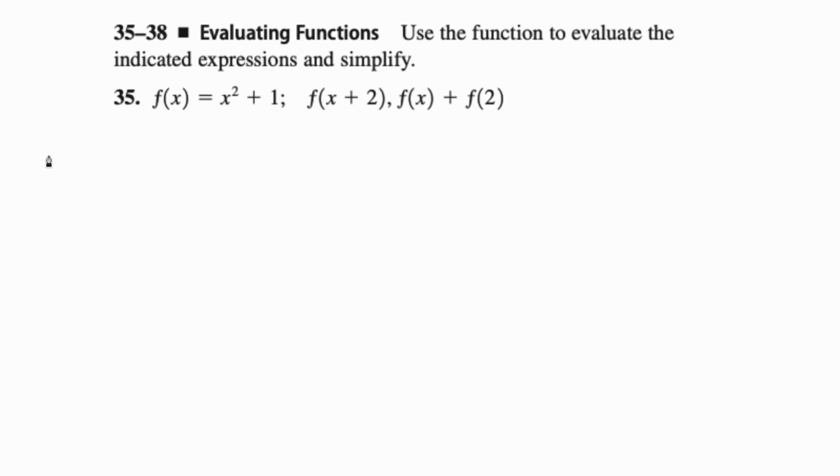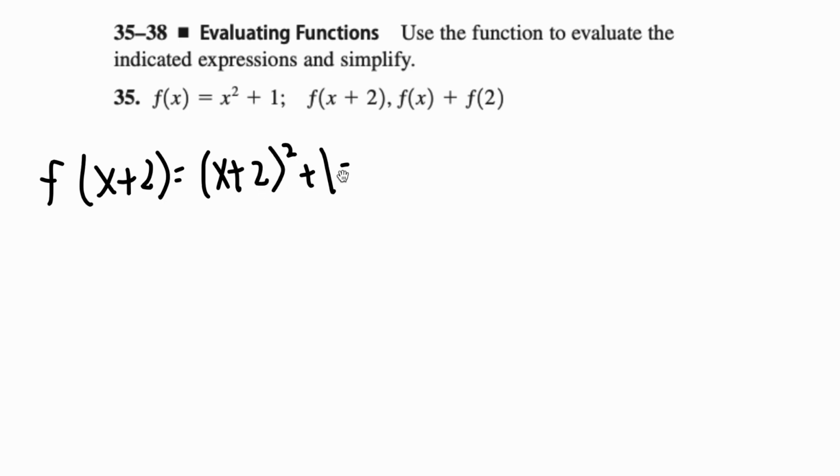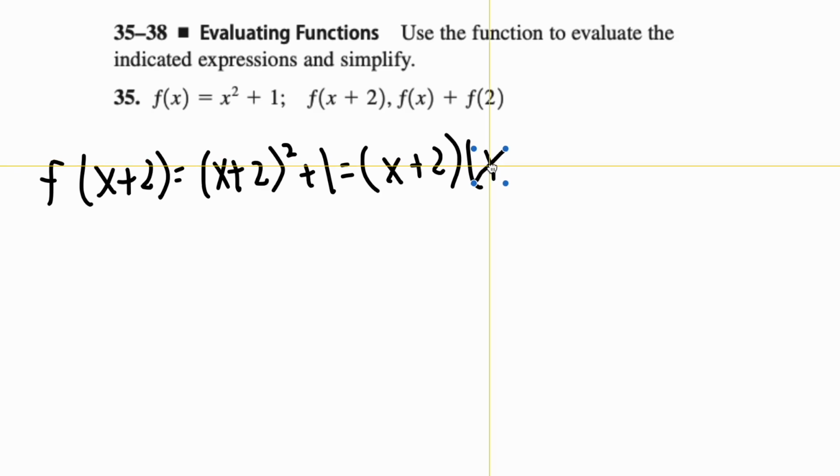Let's start with f(x plus 2). So let's start with plugging in x plus 2 into the function. So x plus 2, whole squared, plus 1. Let's try simplifying x plus 2 squared. So it'd be x plus 2 times x plus 2, plus 1.